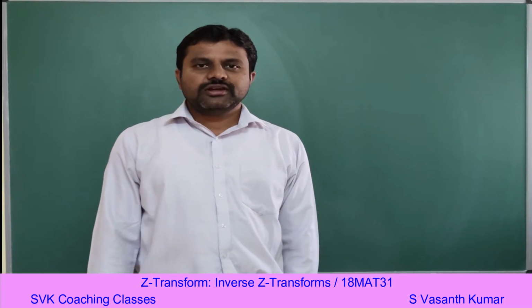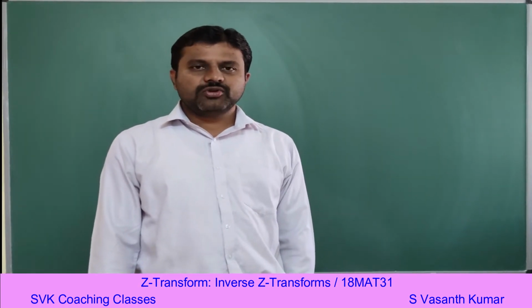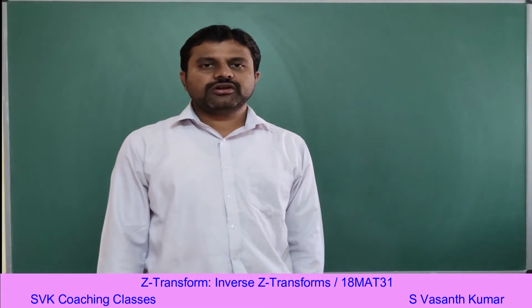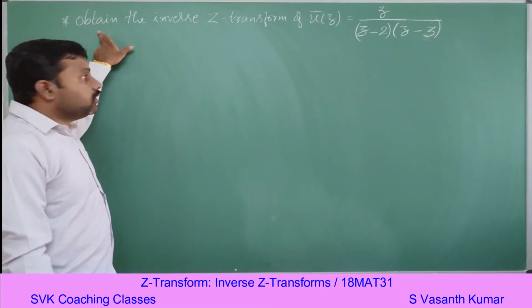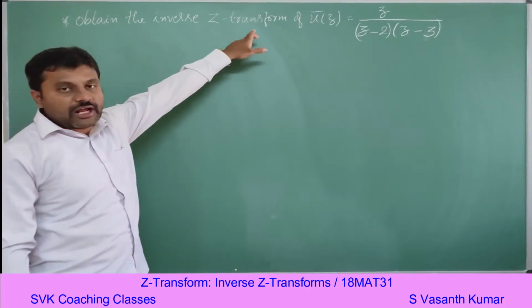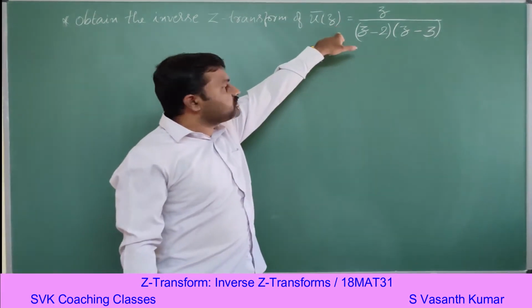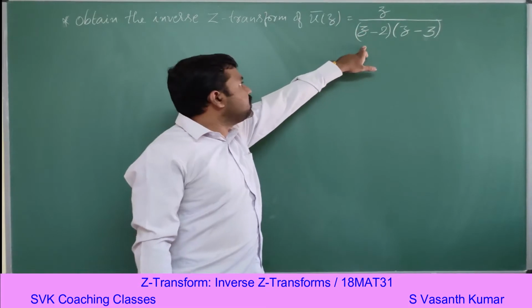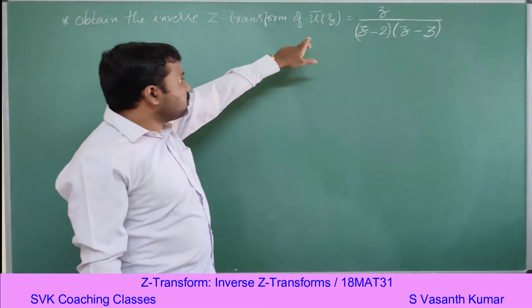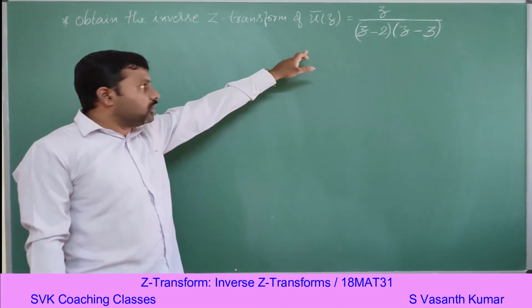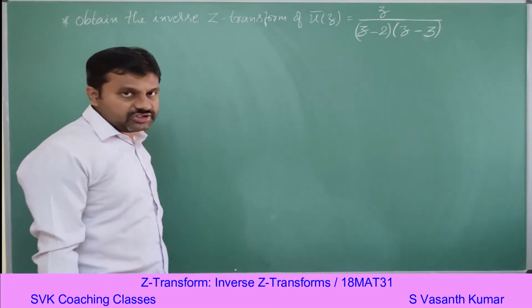Myself Vasan Kumar S. In this session, I am going to explain the problems on inverse Z transforms. So this is the problem I have taken: obtain the inverse Z transform of U bar of Z equal to Z by (Z minus 2) into (Z minus 3). First, I will explain the procedure of solving this problem.